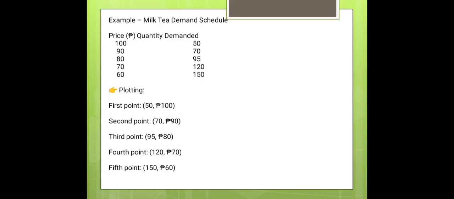So for example, we have here the multi demanded schedule. We have here the pricing table in the quantity demanded table. Okay? So sa presyong 100 pesos, ang quantity demanded is 50. Sa presyong 90, we have 70. 80, we have 95. 70, 120, 60, 150. So the plotting will be, okay, the first point will be 50 and 100. Since ang magka-partner is yung 100 at yung 50. Okay, naintindihan? So meaning to say, we have to arrange our y-axis from the lowest to highest, from the bottom to the top. And of course, we have the quantity demanded from the lowest as well to the highest.